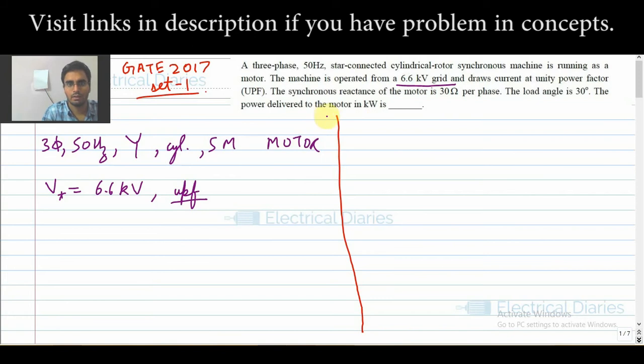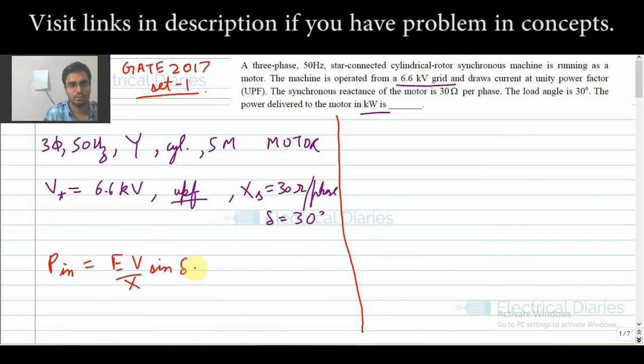The synchronous reactance of the motor is 30 ohms per phase. The load angle is 30 degrees. We have to find the power delivered to the motor in kilowatts, P. I hope you know the general formula of P in the synchronous motor, EV by X sine delta. That is the first thing that strikes our mind.